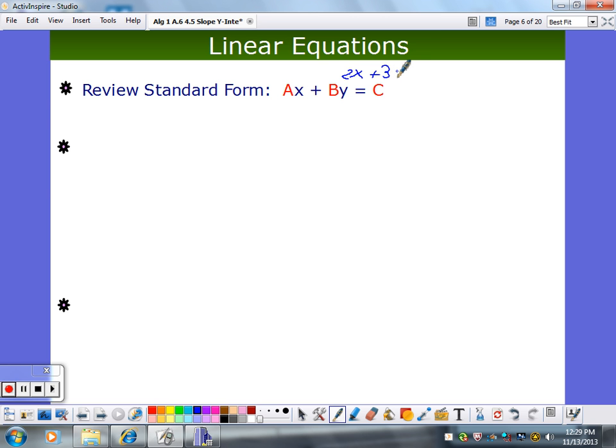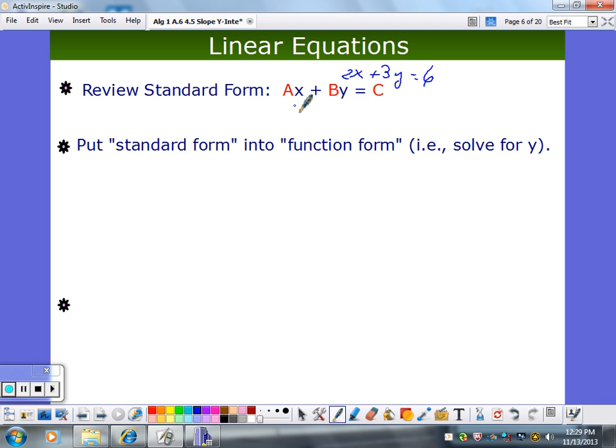plus 3y equals 6. That's an example of a linear equation in standard form. If I graph this, what does it look like? A line. Linear equations make lines. So if you graph this, you're going to get a line. So what we are going to do is, I want you to take standard form and put it into function form. What does function form mean again?